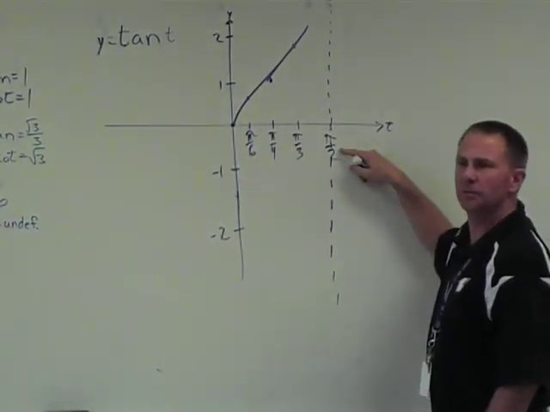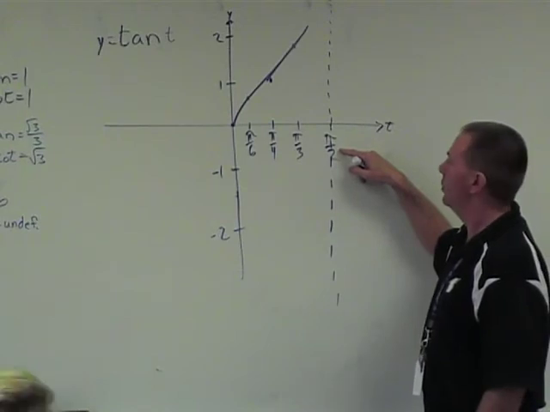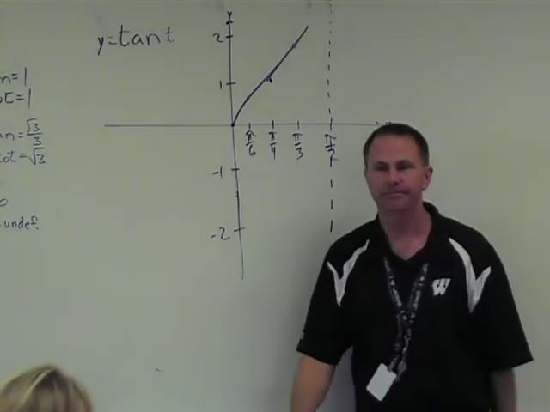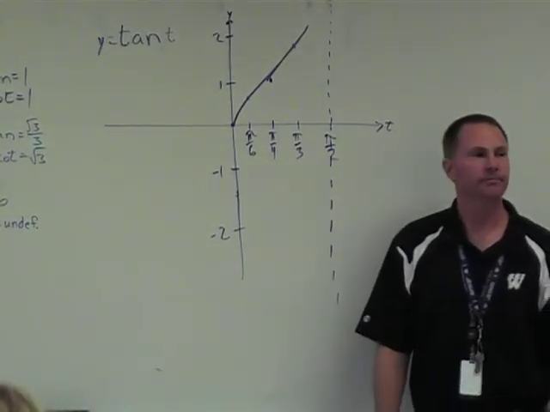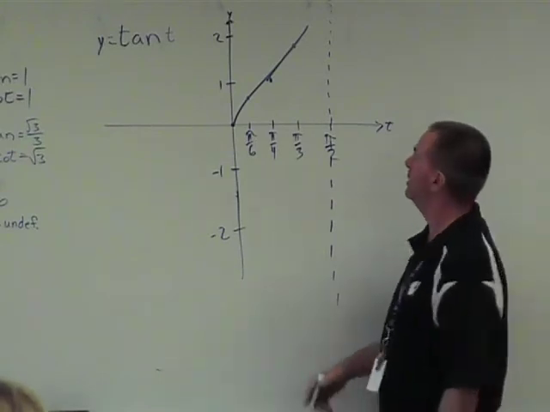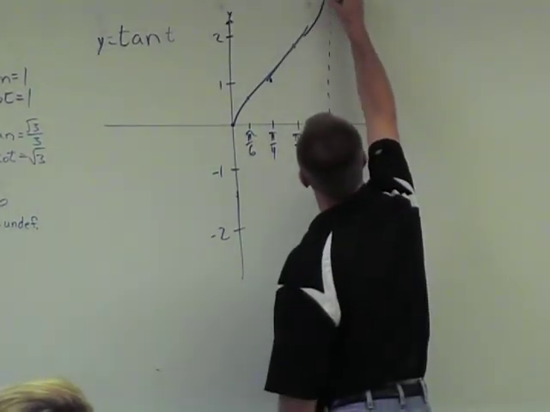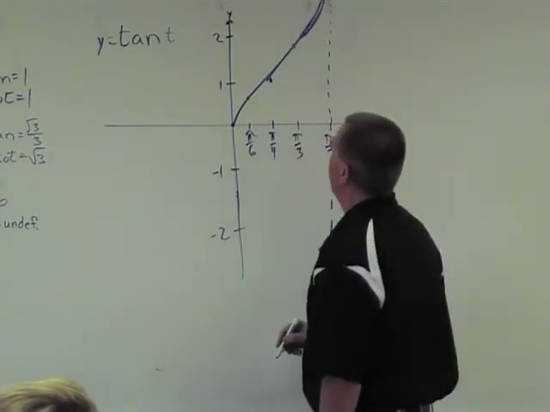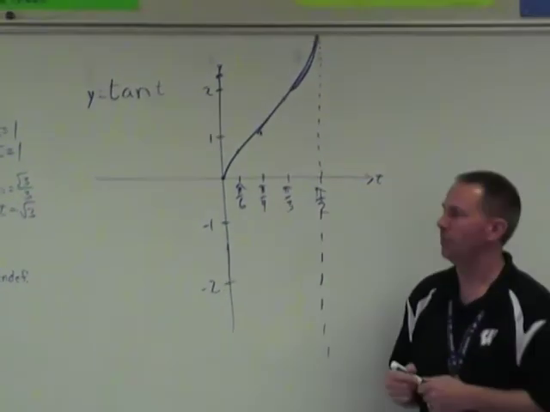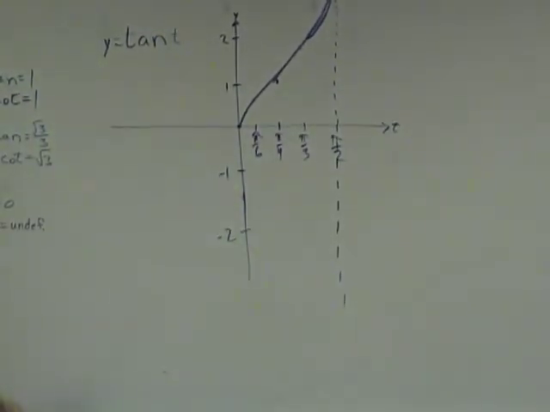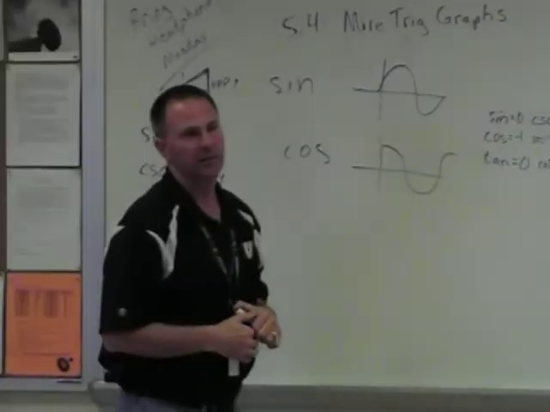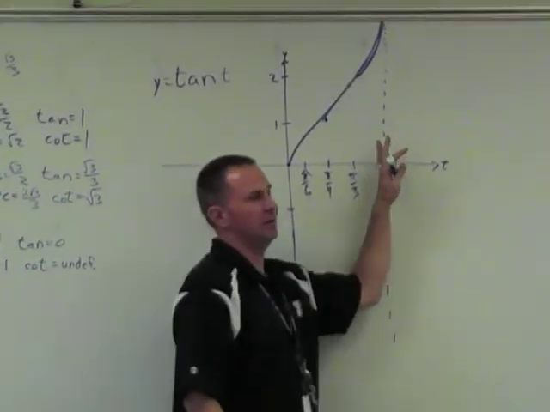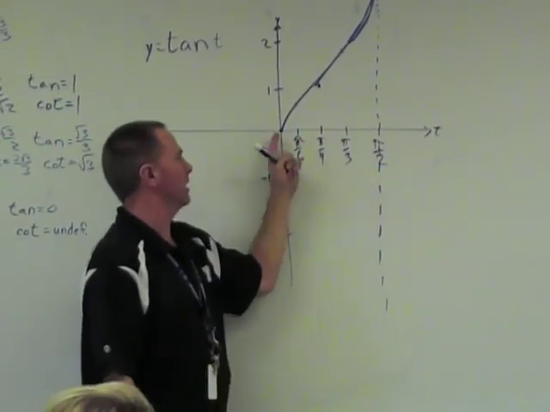How many degrees is pi over 2? 90. So, what would be the tangent of 89 degrees? 57.28. So it's getting closer and closer as it goes up, but not touching it. Excellent! Except, remember with the sine function, we kept going until we saw it repeat. Well, we get to stop here because there's an asymptote.